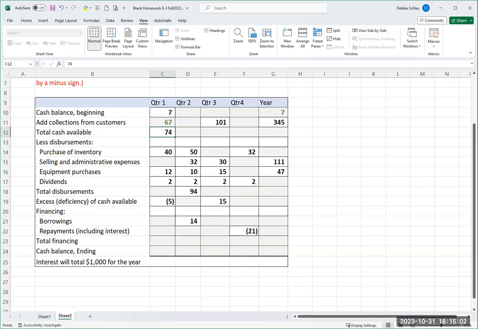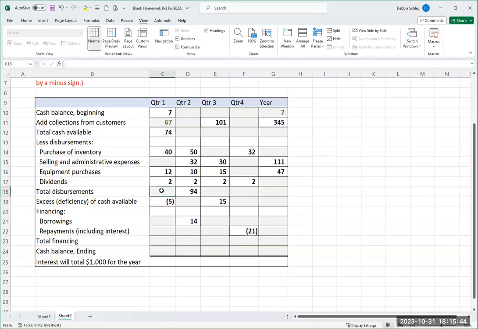Let me think what's next. This one's a little tricky. So I know that in the end, my excess or deficiency of cash is -5. So here's my cash available, and whatever all this is, my disbursement is 5 more than what I had available, right? Because I'm in the hole, a -5.